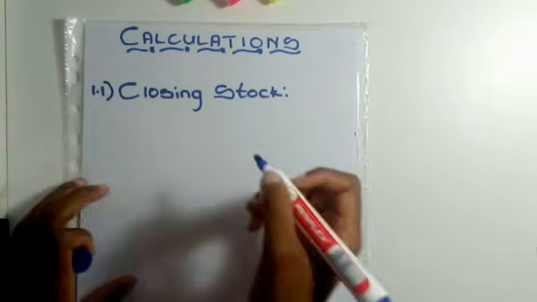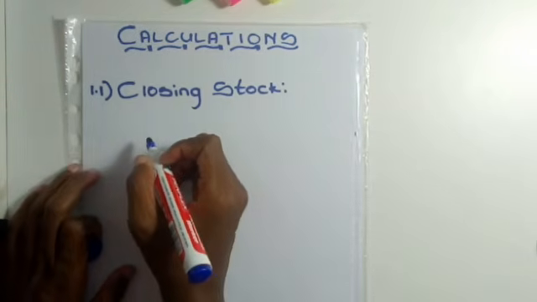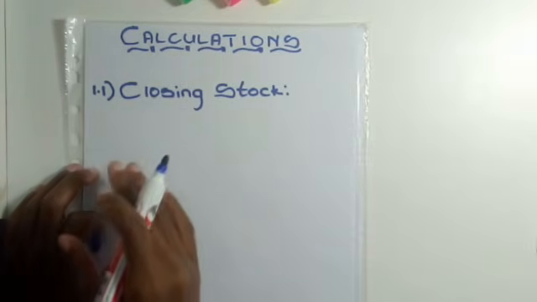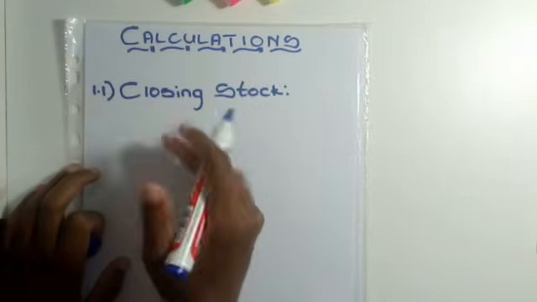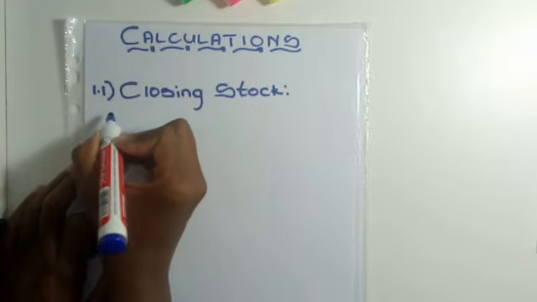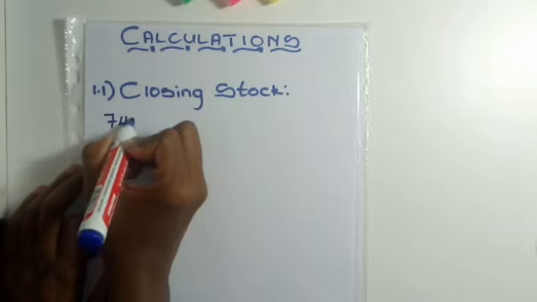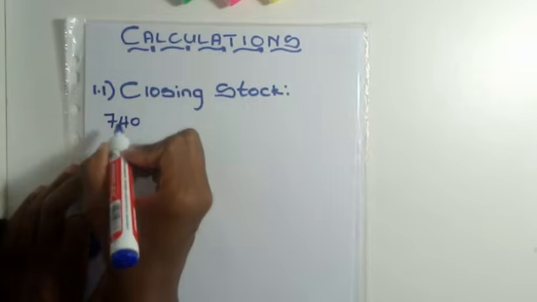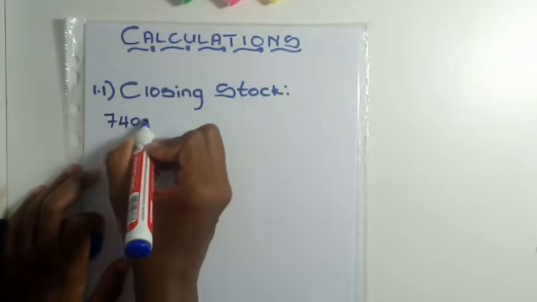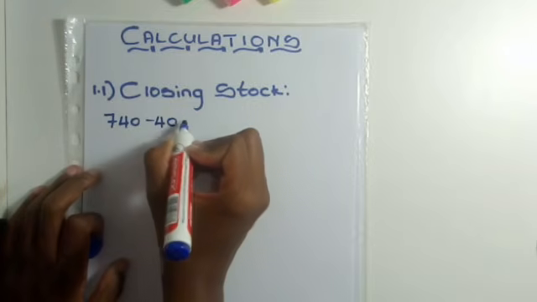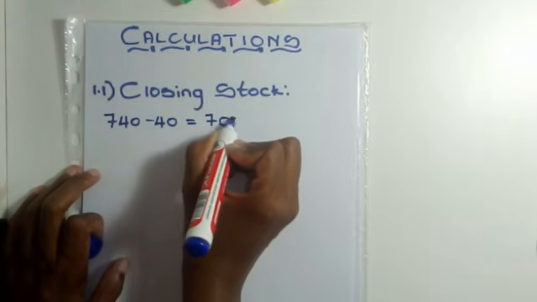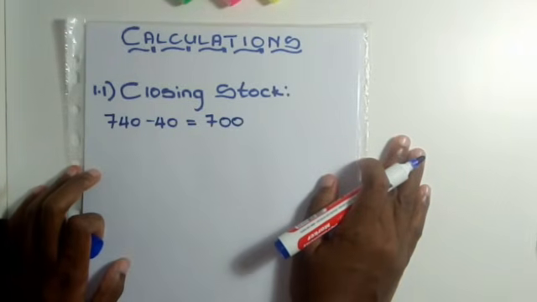Now you will notice that in January 2023, that was the stock that was purchased last. So to calculate our closing stock, we will have to start with that stock. That stock, it was 740 units, and we are told in bullet 2 in the note below that 40 of this 740 was faulty and had to be returned to the supplier. So which means that in actual fact, what we purchased in January was only 700 units.